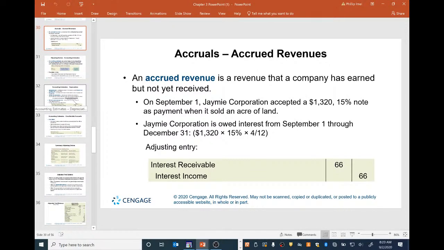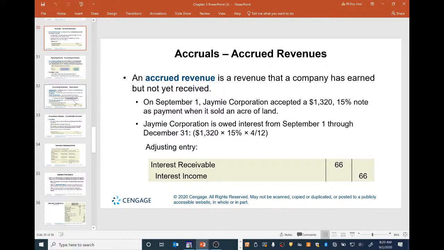Okay, so accrued revenue, once again, is a revenue that a company has earned but not yet received. So once again, let's look at this example. On September 1, Jamie Corporation is going to accept a $1,320, 15% note as payment when it sold an acre of land. Okay, so now when they sold this land, they accepted the $1,320 15% note as payment. Jamie Corporation is owed interest from September 1 through December 31st.